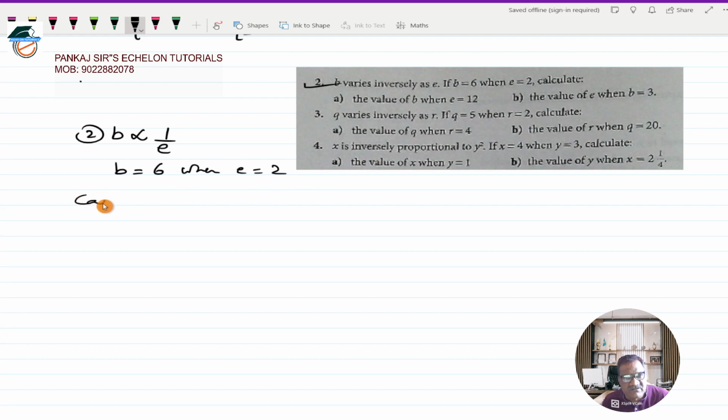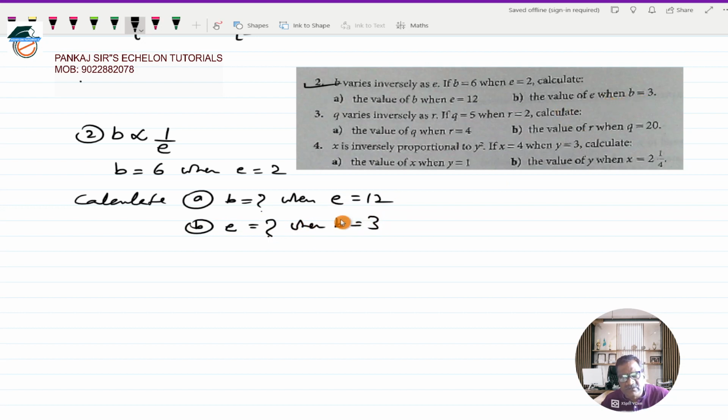Okay, the constant value. Now part a asks you to calculate the value of b when e is equal to 12. And part b of the question is you have to find out e when b is equal to 3. So this is the question, and the solution is this way.